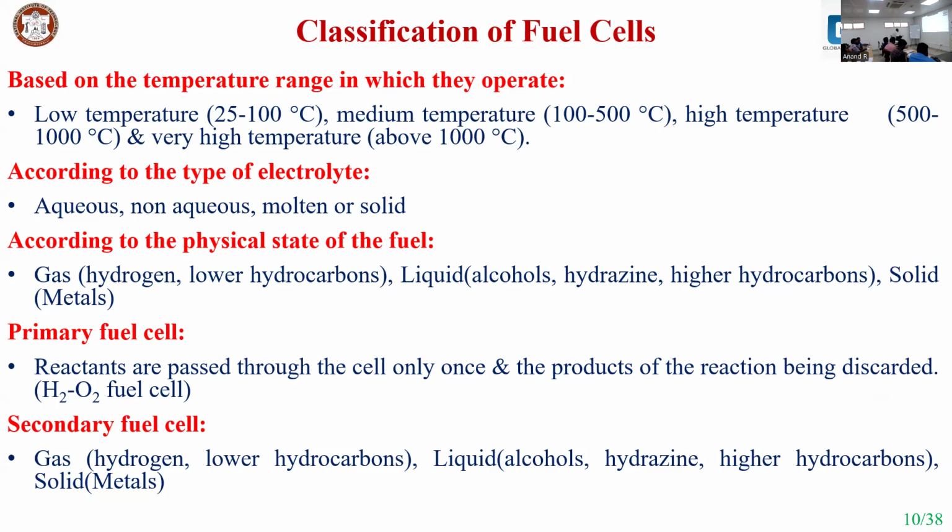Then there are solid metals. In a primary fuel cell, the reactants are passed through the cell only once and the products of the reaction are discarded. So in this kind of fuel cell, once the hydrogen is sent in, it is not going to be recovered. So after this, people started working on recovering the hydrogen, because energy is also involved.